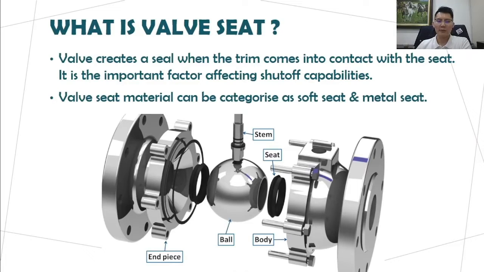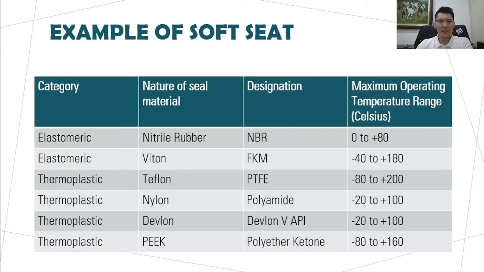Why is the selection of the valve seat so important? Because the valve seat affects the shut-off capability. I'm using a ball valve as the example, but the selection is similar for the butterfly valve, globe valve, plug valve, and so on, as well as the gate valve. Last week we shared about soft seat selection, and this week we'll continue with metal seat selection. This is an example from last week's sharing.